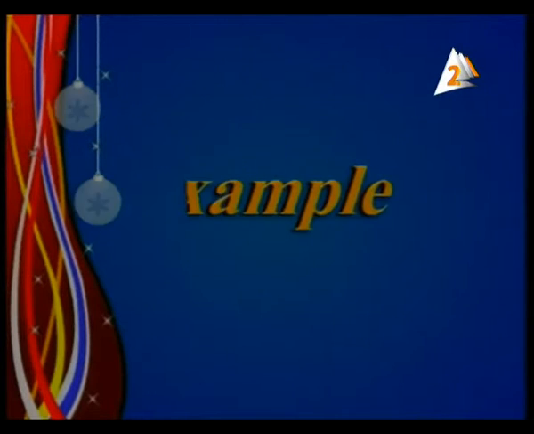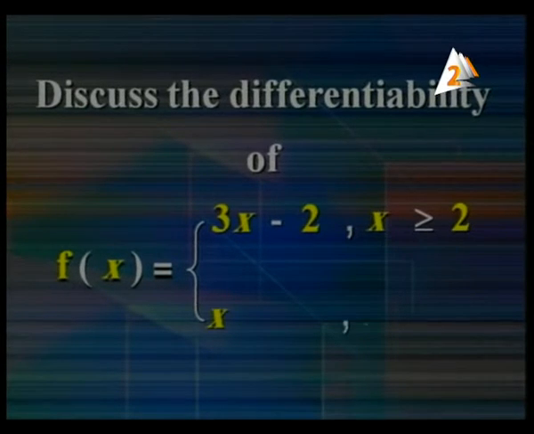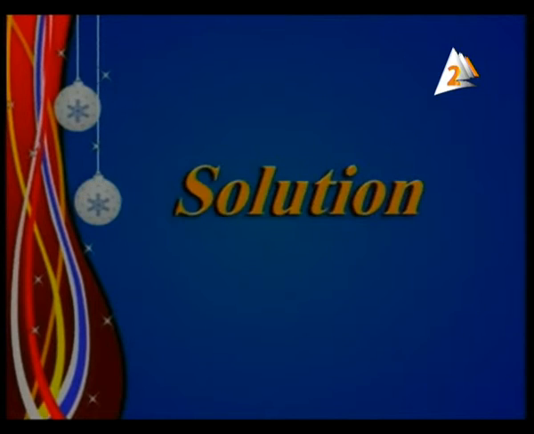Dear student, look at the important example. This example is very important. Discuss the differentiability of f of x, where the function has two branches. The first branch is 3x minus 2 when x is more than or equal to 2, and x squared plus 3 when x is smaller than 2. Remember, dear student, now we discuss the differentiability of the function. What is the condition, what is the domain? x more than or equal to 2, and x squared plus 3 when x is smaller than 2. Solution.